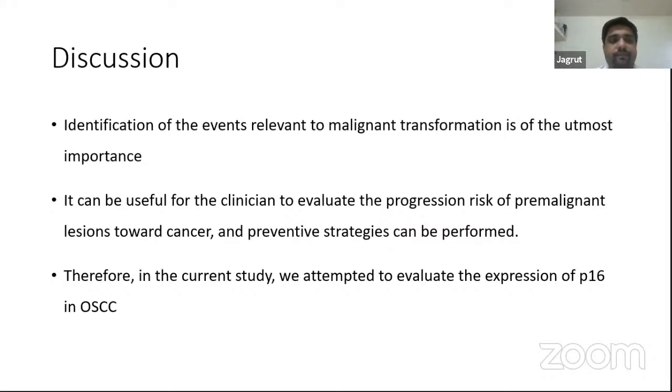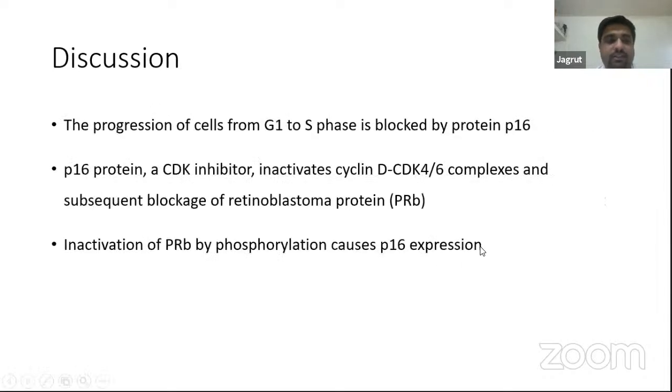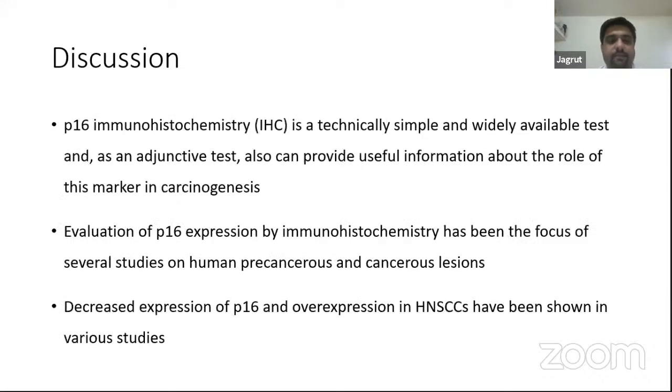Coming to the discussion, identification of the events relevant to malignant transformation is of the utmost importance. It can be useful for the clinician to evaluate the progression risk of pre-malignant lesions towards cancer, and preventive strategies can be performed. Therefore, in the current study, we attempted to evaluate the expression of P16 in oral squamous cell carcinoma. The progression of cells from G1 to S phase is blocked by protein P16. P16 is a CDK inhibitor, which inactivates cyclin D CDK4/6 complexes and subsequently blocks retinoblastoma protein, PRB. Inactivation of this PRB by phosphorylation causes P16 expression.